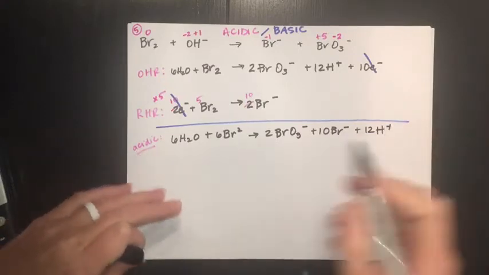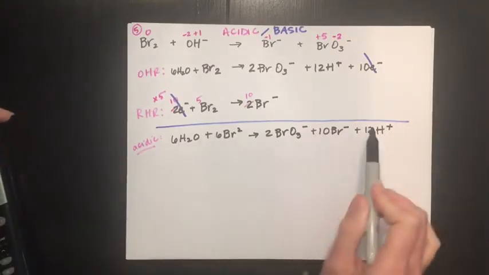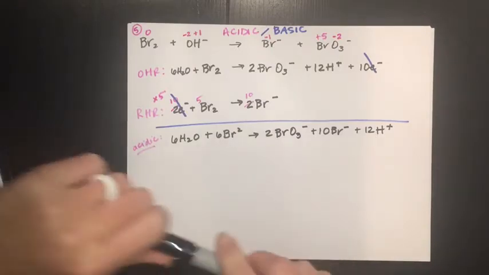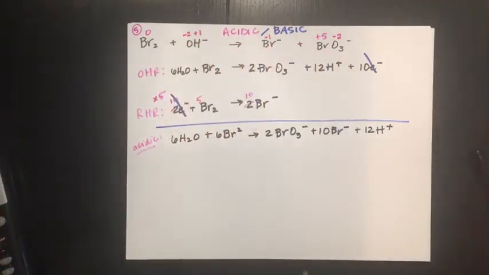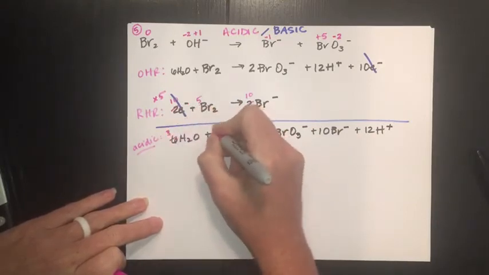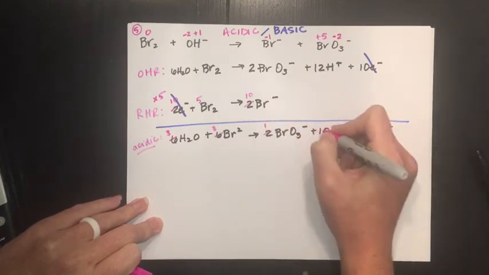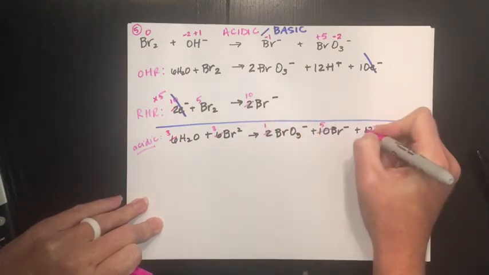And you should notice something, and this almost always happens with disproportionation. 6, 6, 2, 10, 12. We can simplify that. So our actual coefficients here in acidic solution are going to be 3. Always check to see if you can simplify. 3, 3, 1, 5, and 6.